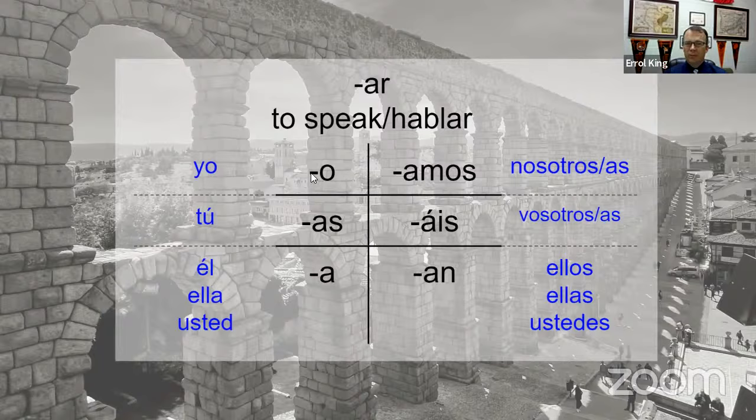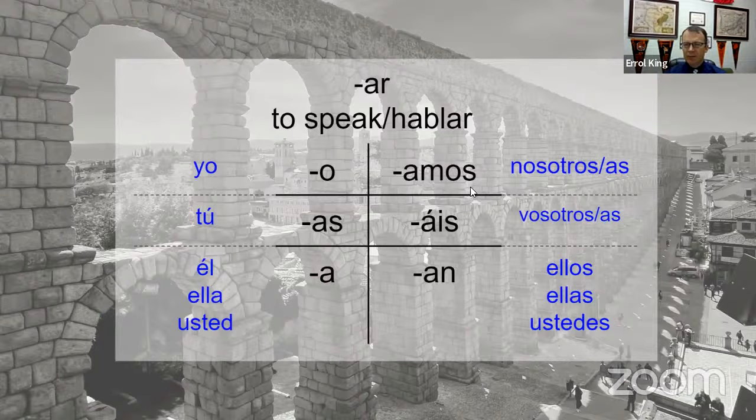So yo hablo means I speak. Okay, remember first person is, we're talking about ourselves. So I speak, yo hablo. Tú, you, tú hablas. Él or ella habla, he or she speaks. And this is why we put the usted down here. Even though it's second person formal, we put it down here because it is conjugated like the third person singular. Okay, so usted habla, you speak. This is, again, remember, what we would use in formal situations with doctors, professors, people older than us.